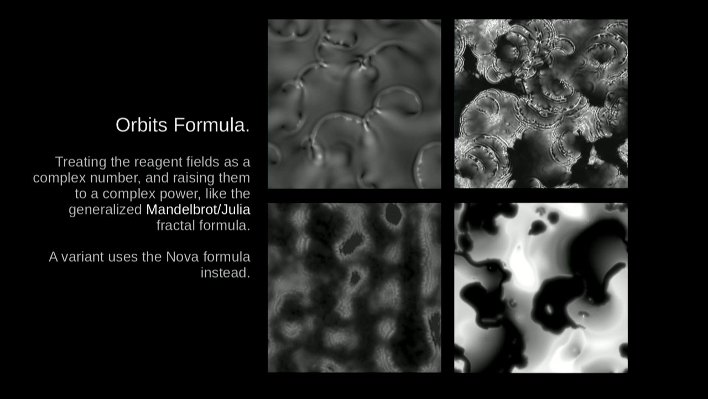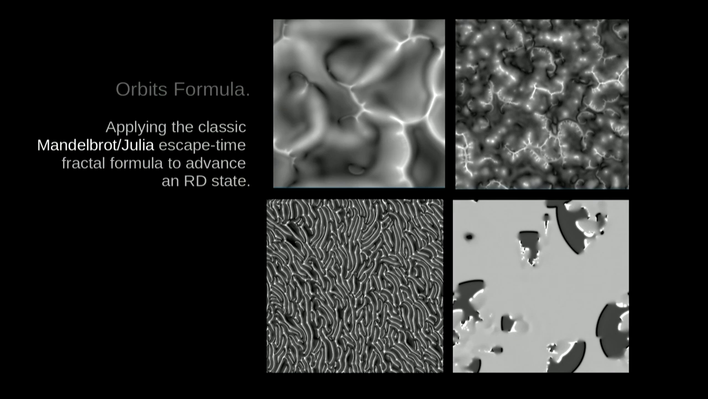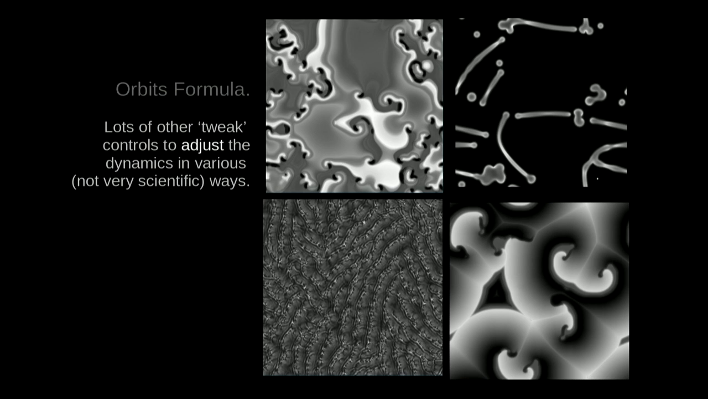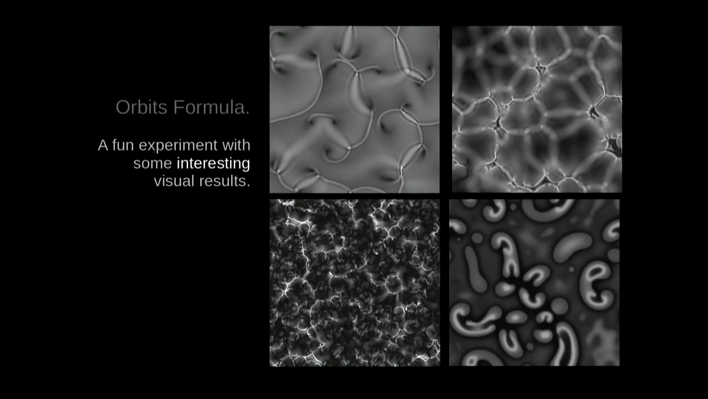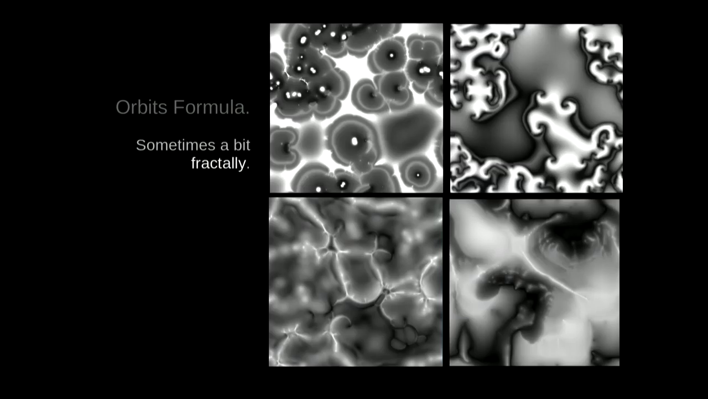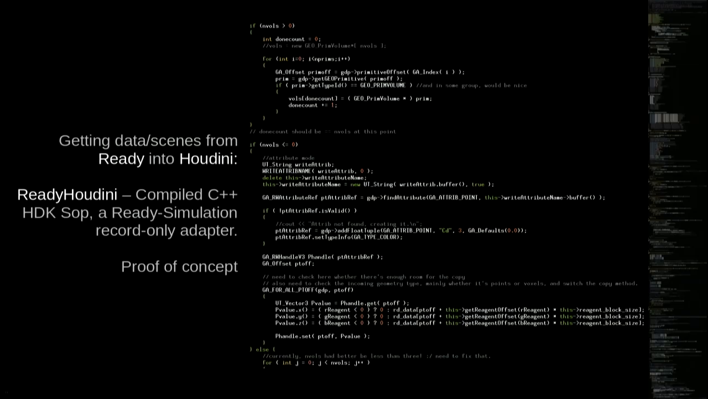And this is a formula that I wrote myself, which treats two reagents as a complex number and applies the Mandelbrot / Julia orbits fractal formula to advance time. That was just a guess. I was just like, oh, I'll try that. And then I added heaps of little tweaky parameters to really allow you to explore, and got some very interesting different types of behaviors from that. Some of them are distributed with Ready. Lots of interesting wavefronts, sometimes fractally, like that bottom right one's quite fractally feeling.